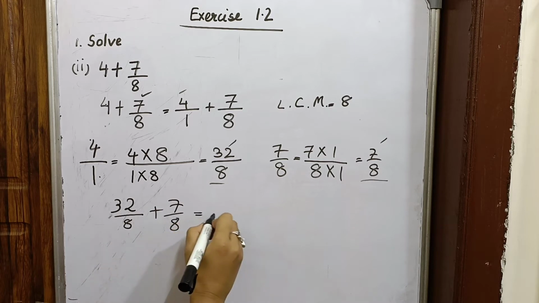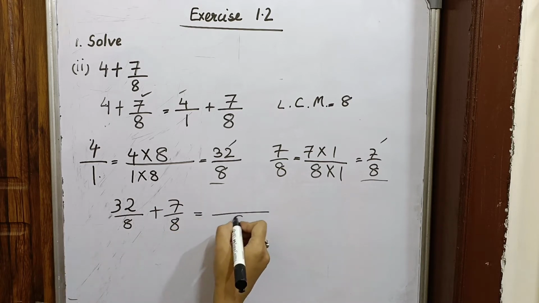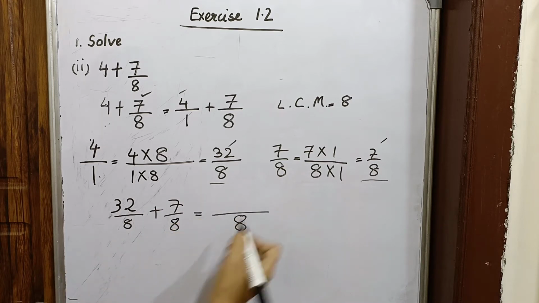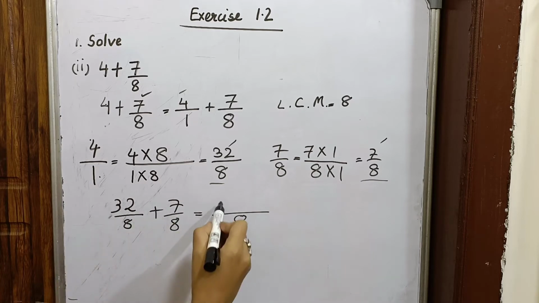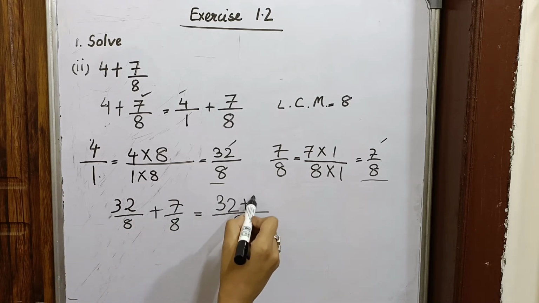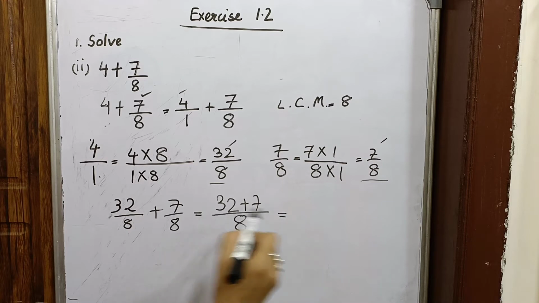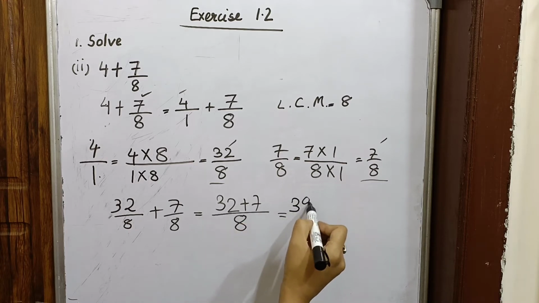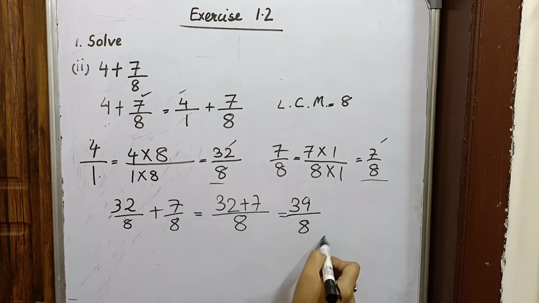The denominator is the same, so we write it once, and 32 plus 7 is 39. So it is 39 by 8. This is the answer of number 2.